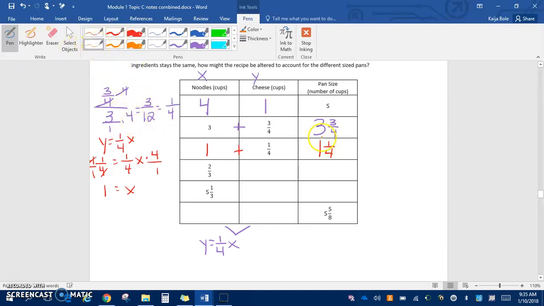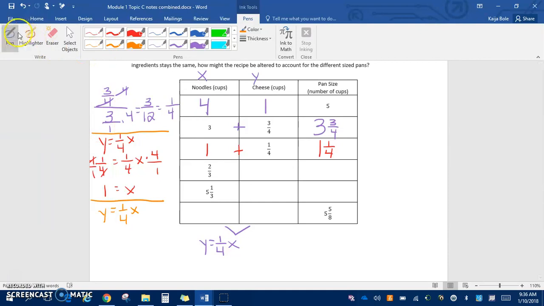Alright, now we're going to look at this next row here. We've got the 2/3, but we don't have Y. So we can use our equation again. So we're using our Y equals 1/4 X, but now we have the X value.